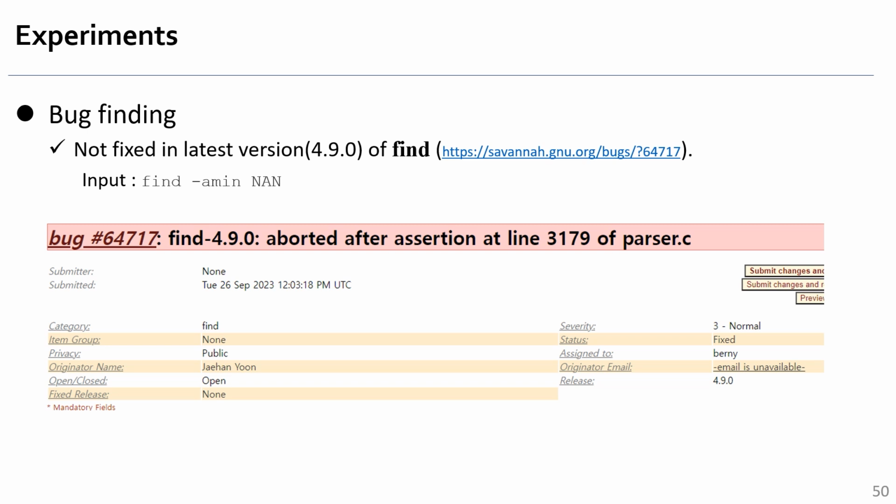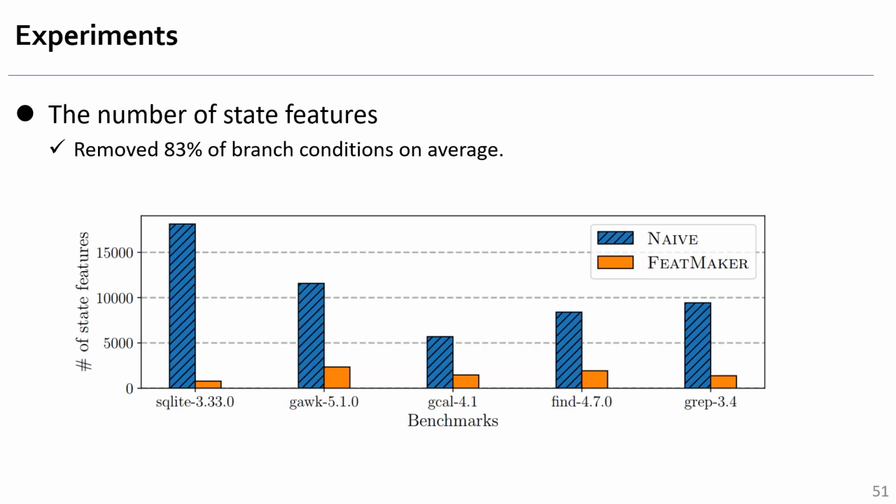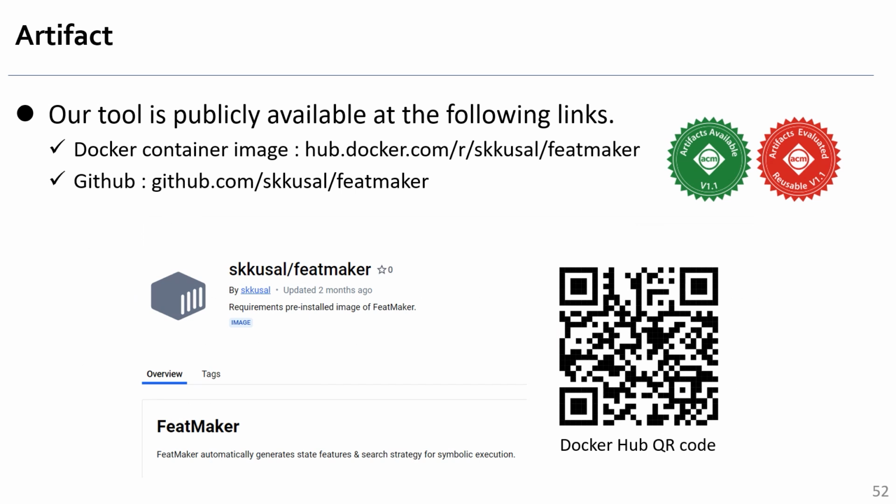The last part of the experiments is about the number of state features. One of our goals was reducing unnecessary branch conditions from the total set, and we found that our tool successfully removed 83% of branch conditions on average on 15 benchmarks. And our tool used in the experiments is available as a Docker container image and on GitHub. So if you have any interest, please visit the following links on the slide.